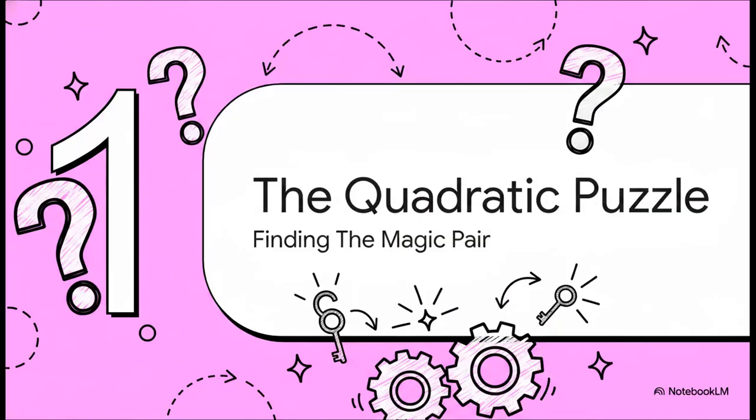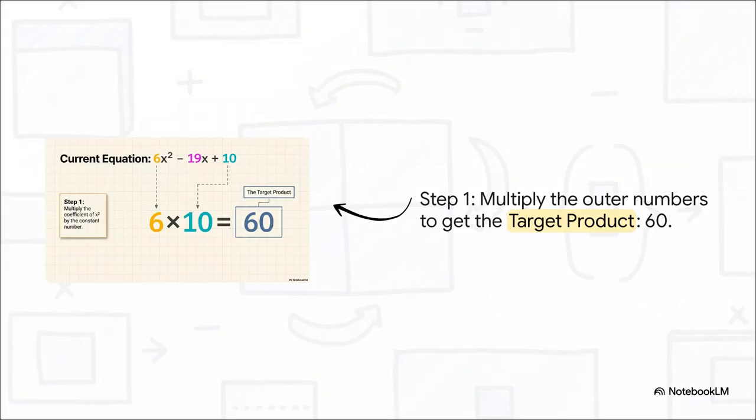All right, let's kick off phase 1, the quadratic puzzle. Our entire mission right now is to find two very special numbers, our magic pair. Seriously, these two numbers are the key that's going to unlock this whole thing. Let's go find them. Step 1 is super simple. We just take the very first number, the 6, and we multiply it by the constant at the very end, the 10. And boom, that gives us 60. This number, 60, is our target product. It's the first big piece of our puzzle.